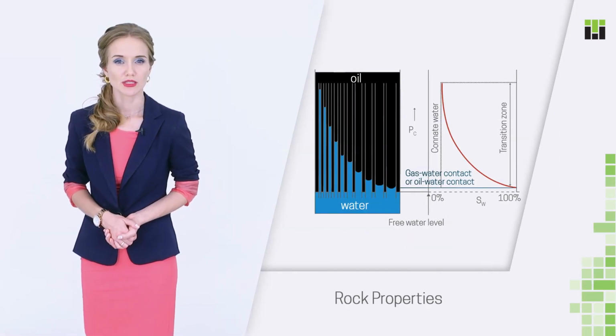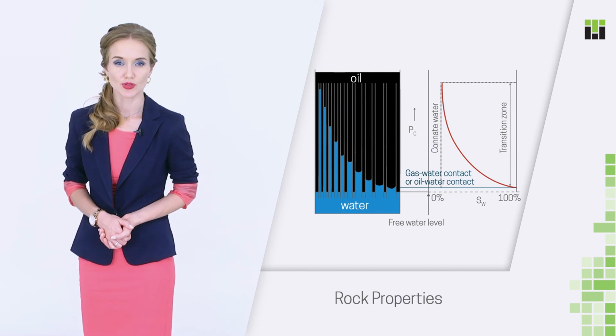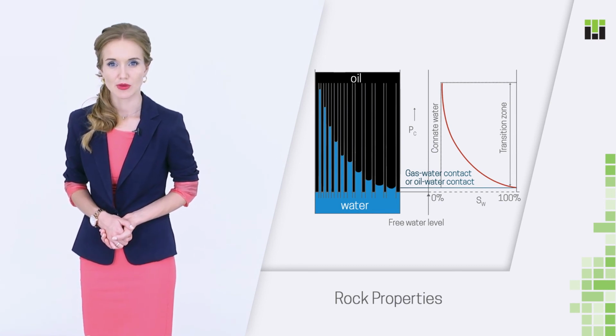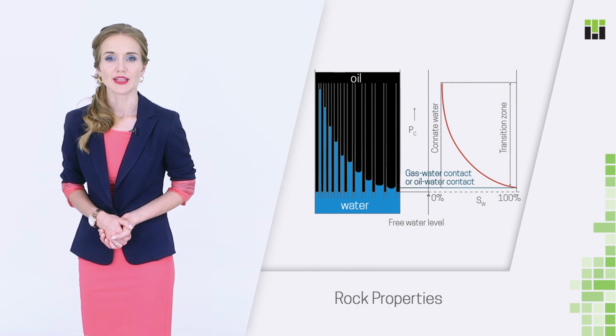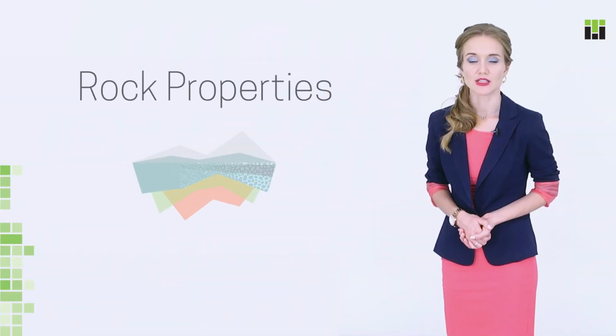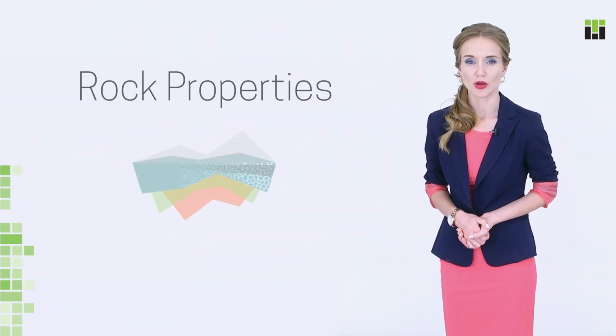From what we have learned, we can infer that the transition zone in low permeability reservoirs will be significantly larger than in high permeability rocks. This is all I want to tell you about rock properties.